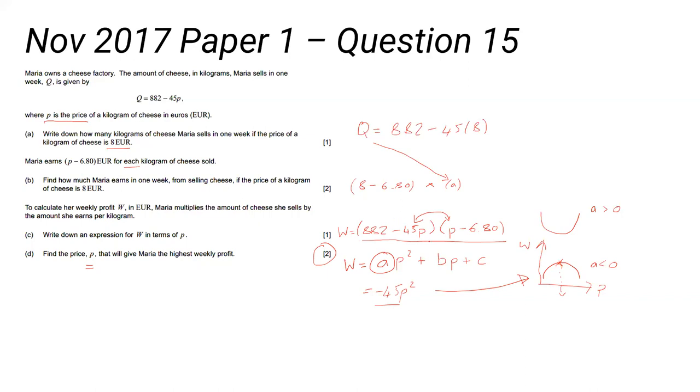If you type it in that equation, there are two advantages. One, it saves you the time. You don't have to expand the expression. Two, it's much more accurate. 882 times 6.80, there's lots of potential there for errors. 45 times 6.80, lots of potential to go wrong in these calculations. So if you just enter it in like that into your calculator, it will produce the graph for you. Find the coordinates of that maximum point, and it's the x coordinate, which is the value of p, that you want. Okay, any questions about question 15?